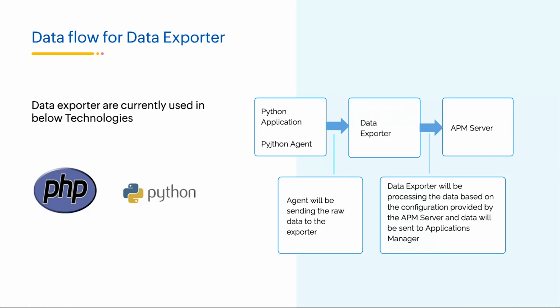After processing this data, the data exporter establishes a connection with the Applications Manager server, and it then transmits the structured data for further analysis and storage. This ensures that the data is consistently and efficiently delivered to the monitoring server without overloading the application or network. And once the APM server receives the data, it stores the information in a centralized repository.